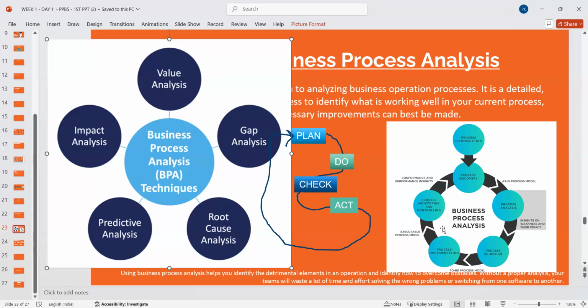Any doubts in any of these analysis techniques, guys? Anyone? Doctor. Yes? No? Everybody can understand this? Yes, yes, understood.